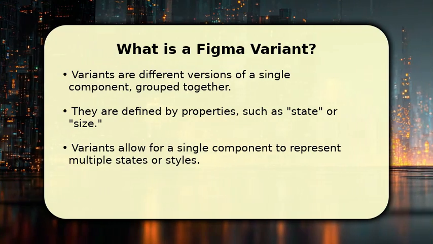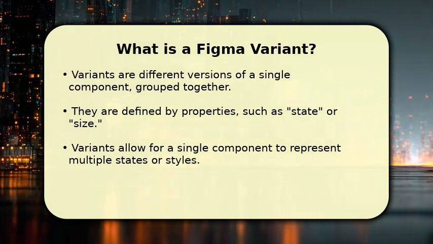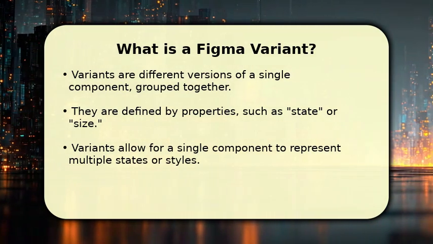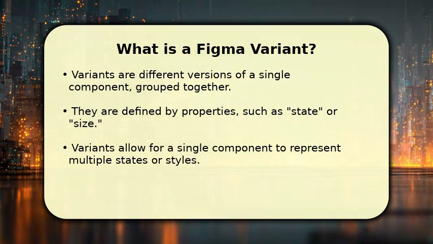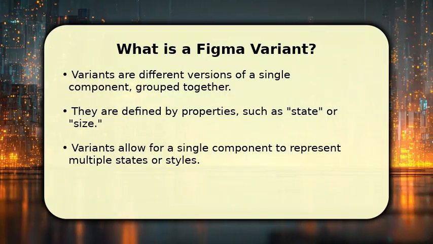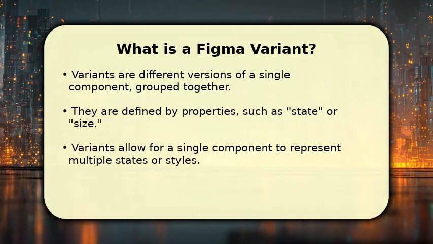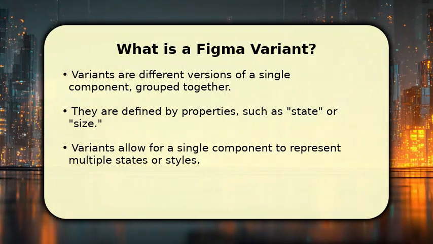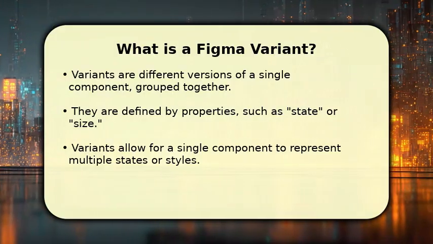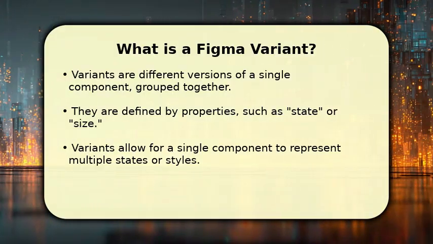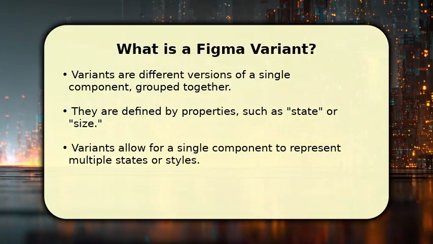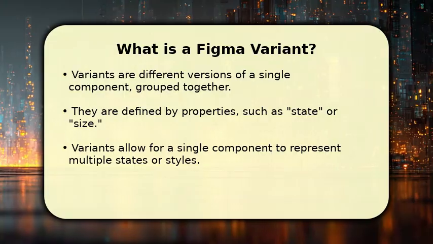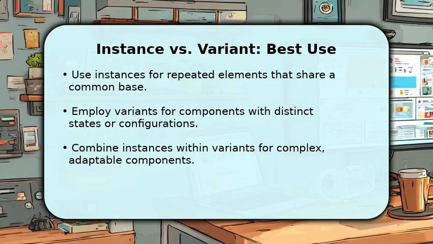Variants allow you to group different versions of a single component into one cohesive unit. Instead of creating dozens of separate components for a button's various states, like default, hover, and disabled, you can define these as properties within a single button component. This significantly streamlines your component library, making it much easier to manage, navigate, and apply consistent styles across your entire design project. So, when should you use which?